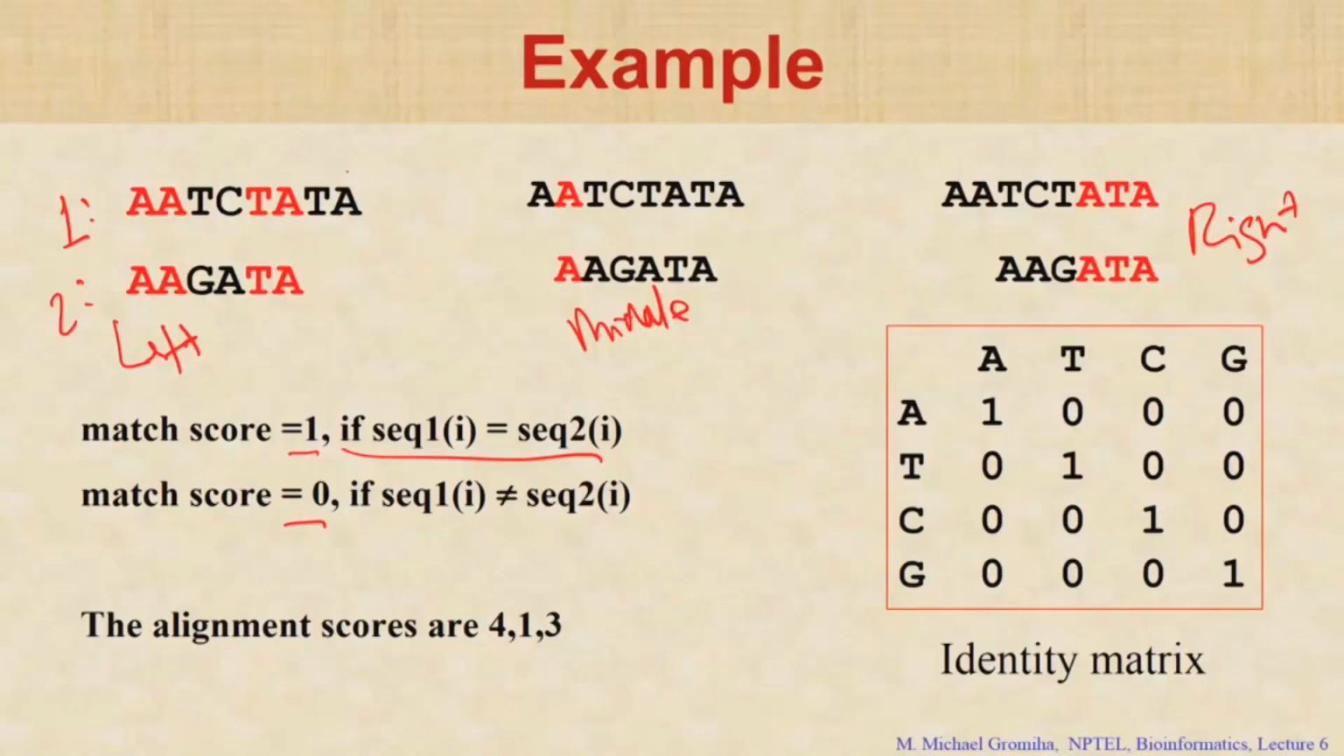So, in this case, if you take the first alignment, how many matches? 1, 2, 3, 4 matches. So, the score will be 4, because for all the mismatches we put 0. So, 4 plus 0 is equal to 4. If you take the second example, what is the score? 1, because only one match. And with the third alignment, 1, 2, 3, the matches will be 3. So, we have the identity matrix, we use ATCG. If it is the same we put 1, and if it is different we put 0, that is fine.